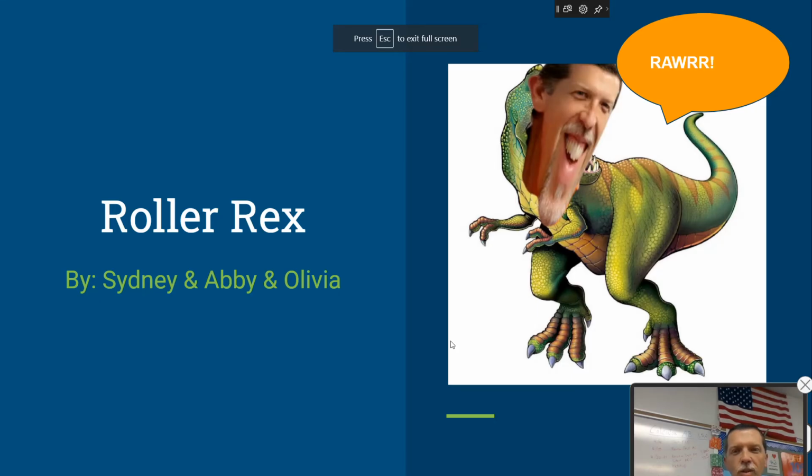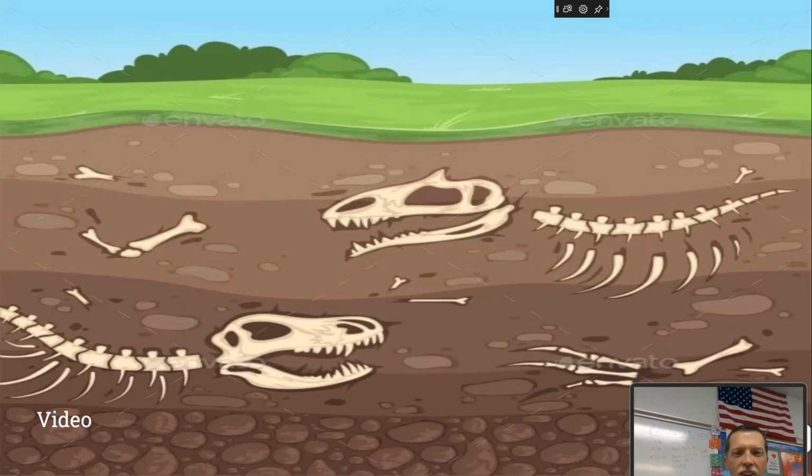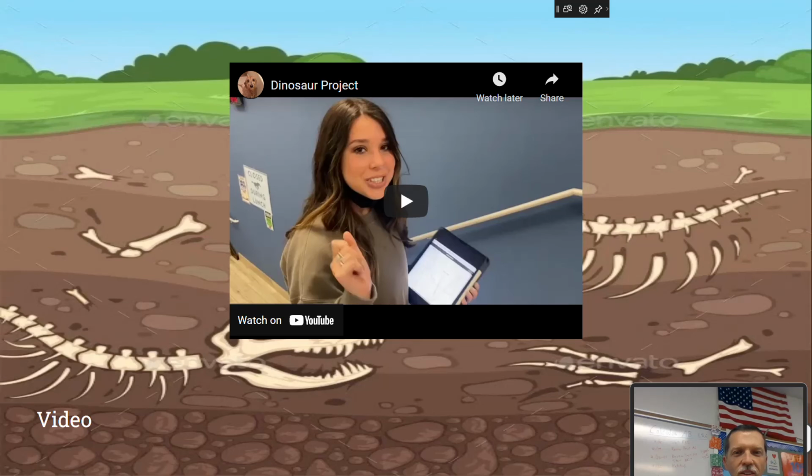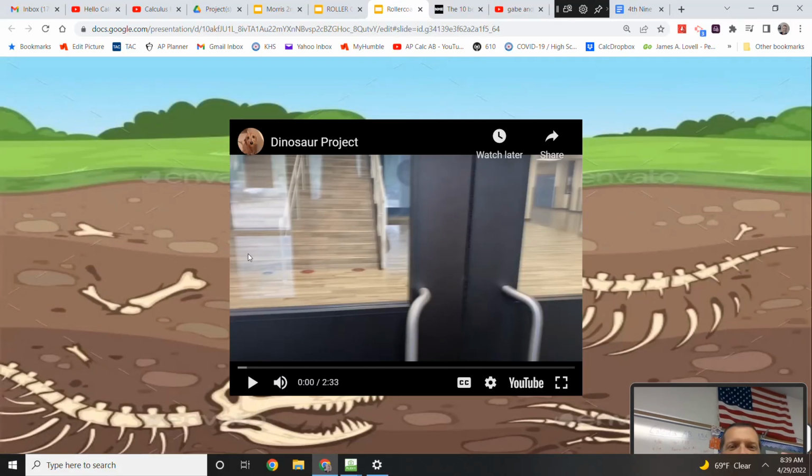So Roller Rex, with my face stretched and superimposed on a dinosaur. But there's their equations and where they used each equation. And there's the video. Again, you can see that's right back there at the stairs. But this one was a little more creative than the last one. Oops, we don't need to watch another one. So I think you get the idea.